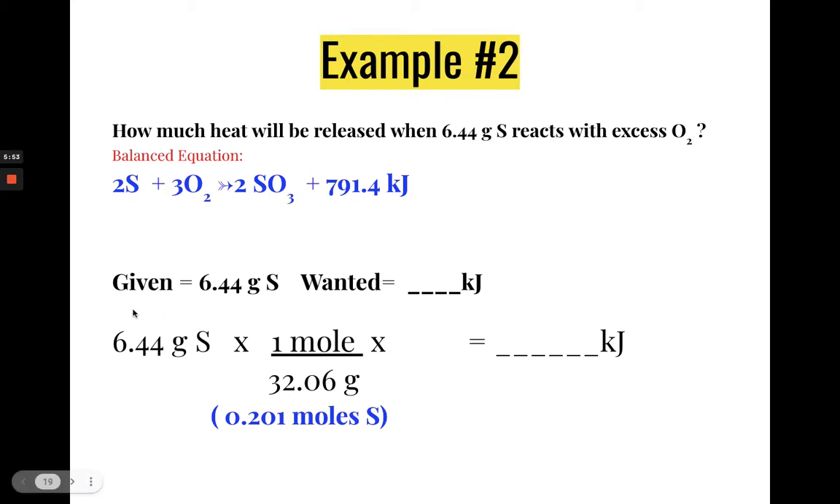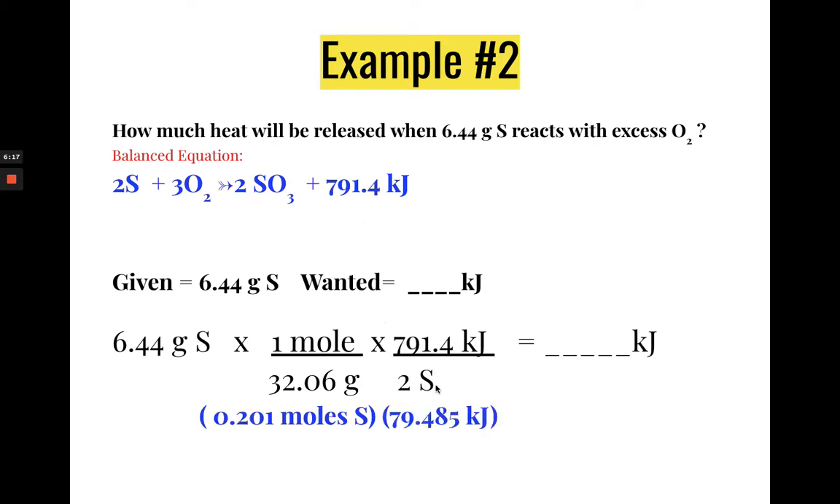The first step here is the mole conversion. We have 6.44 grams of sulfur, and 1 mole of sulfur is 32.06 grams. So 6.44 divided by 32.06 gives us 0.201 moles of sulfur. Now we have to do the mole ratio step. So we're going to come up here and we're going to see for every 2 sulfurs we get 791.4 kilojoules. And so that's going to be our ratio, okay? So 6.44 divided by 32.06 gives us this many moles of sulfur, and then that times 791.4 kilojoules divided by 2 moles of sulfur is going to give us 79.485 kilojoules.